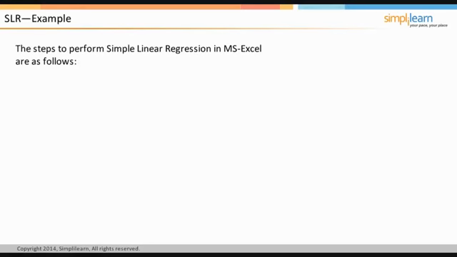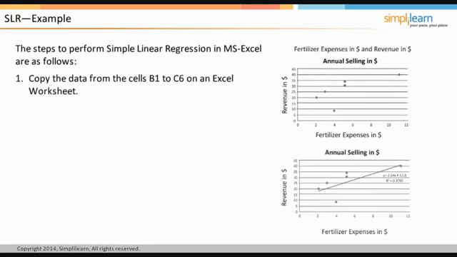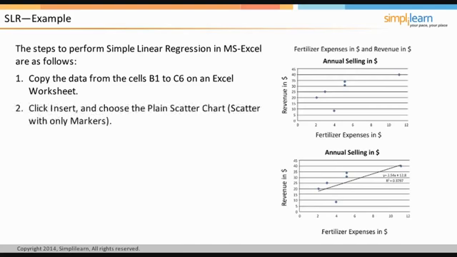The steps to perform simple linear regression in MS Excel are as follows. Copy the data table on an Excel worksheet. Select all the data from B1 to C6. This is assuming the years table appears in cells A1 to A6. Click Insert and choose the plain scatter chart. It is titled Scatter with only markers. The basic scatter chart will appear as shown on the screen.